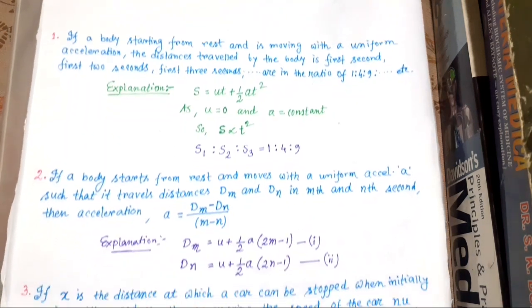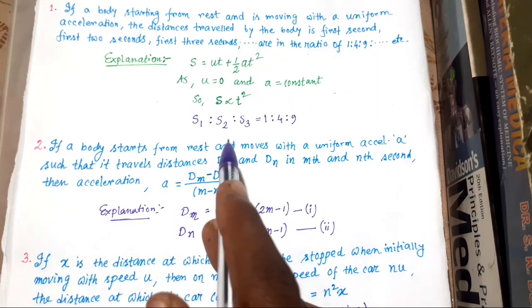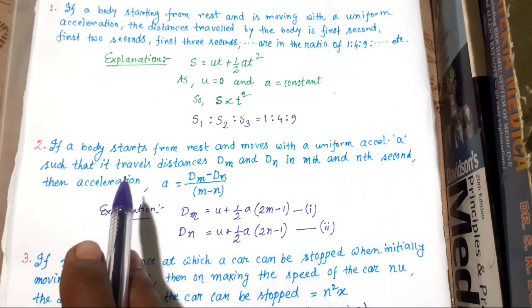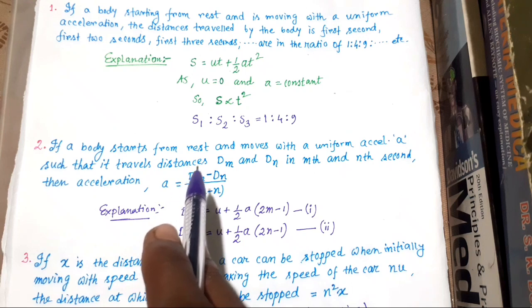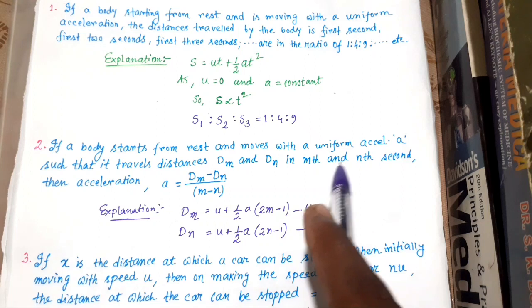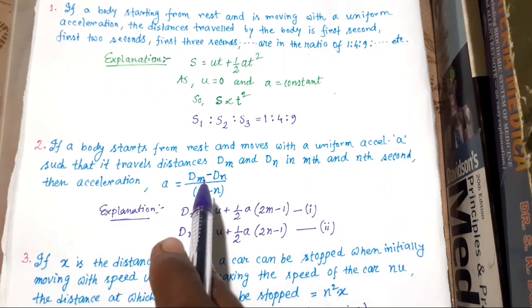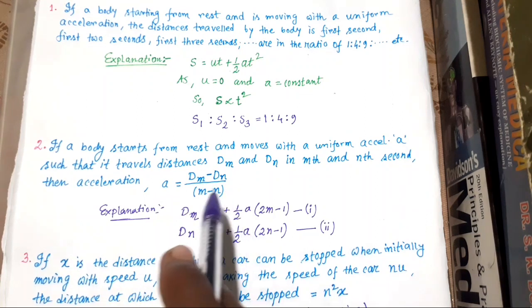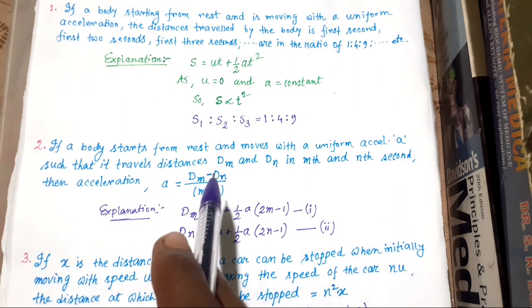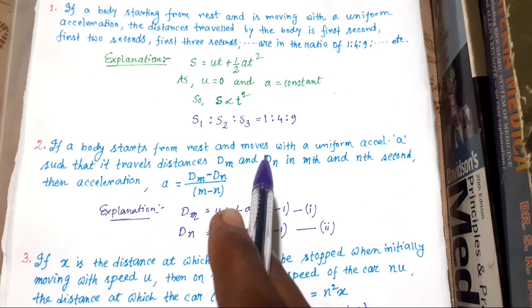Now number 2: if a body starts from rest and moves with a uniform acceleration a such that it travels distances dm and dn in the mth and nth second, then the acceleration a equals (dm − dn)/(m − n). So this is the formula. We can directly put in this formula if we get this type of MCQ.